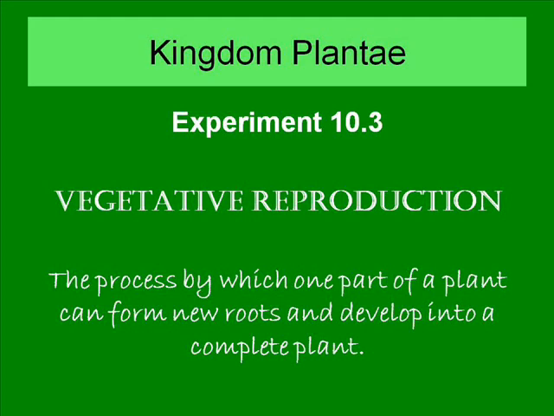Now, this is very different from other kingdoms. For example, if you cut off my arm, I wouldn't just grow a new arm. But in Kingdom Plantae, when you cut off a part of it, because of vegetative reproduction, one part of the plant can form new roots and develop into a new plant.